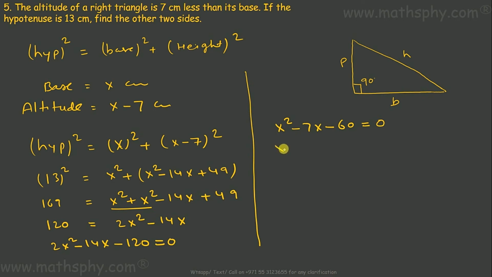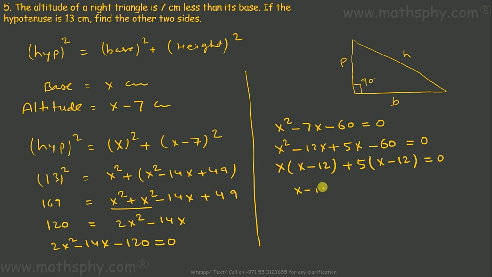This can be x squared minus 12x plus 5x minus 60 equals 0. So let's take x as common, this will be x minus 12. Let's take 5 as common, this will be x minus 12 equals 0. Taking x minus 12 as common, we get x plus 5. So x will be 12 and x will be negative 5.